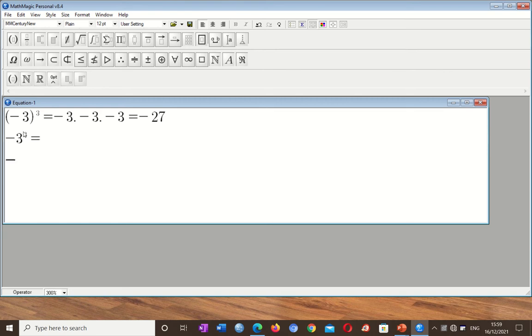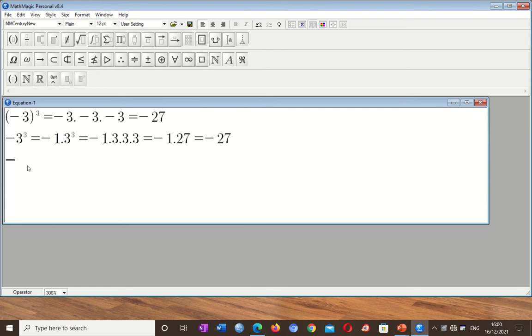For example, here, what does this mean? It means minus 1 multiplied by 3 to the power 3. So this means minus 1 multiplied by 3 multiplied by 3 multiplied by 3. What this exponent means is multiply 3 by itself 3 times. So minus 1 multiplied by 27, my result is minus 27.